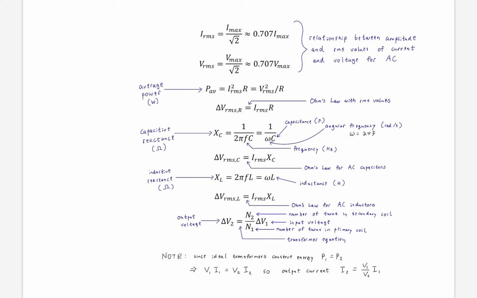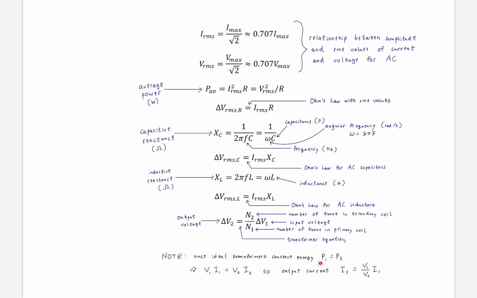And note, since ideal transformers conserve energy, the power in the primary coil is equal to the power in the secondary coil for an ideal transformer, which we'll talk about. We'll also talk about one that's slightly not ideal, in which case you just tack on a percentage, or basically a value in front, okay?